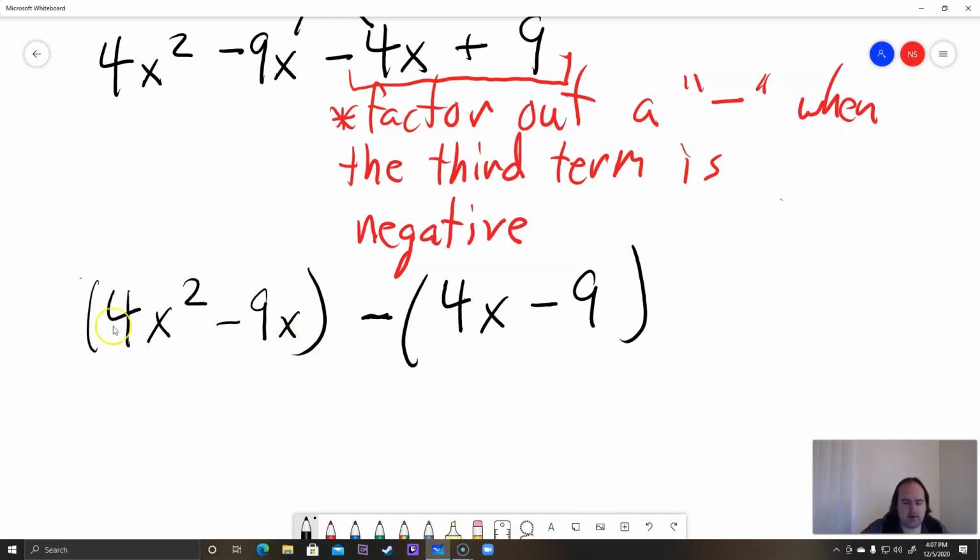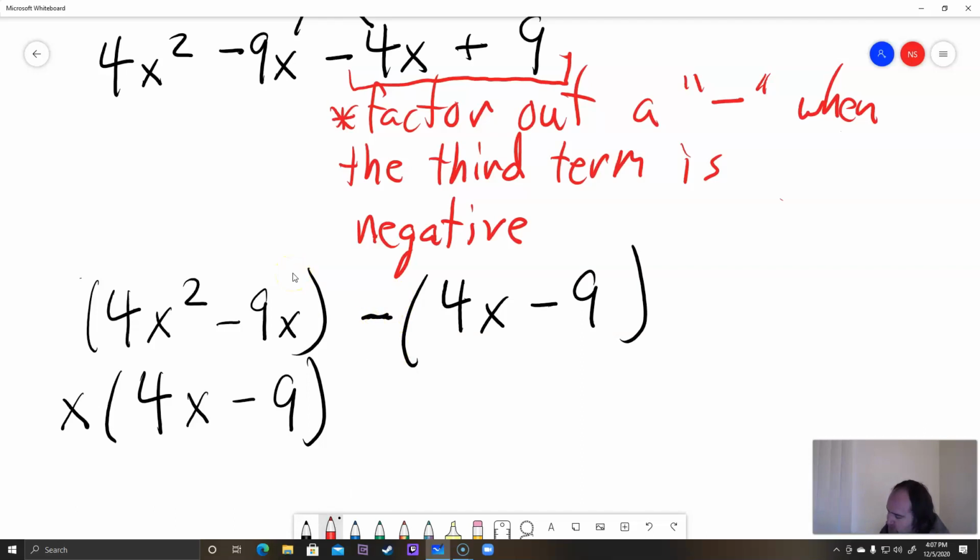So for the first group, the GCF here, the only thing that we can pull out is an x. So we're going to factor out an x from the first group, and we're left with 4x minus 9. And then from the second group, because we already factored out the minus, there's not really anything else to factor out. But I do want to have something left here after we factor out the GCF. So instead of writing just a minus, I'm actually going to write a minus 1.